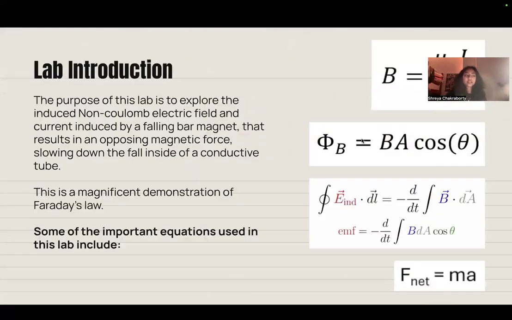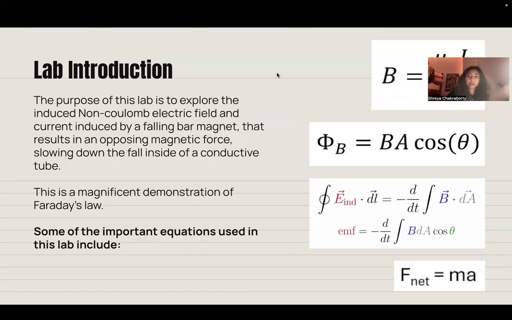A quick introduction of this lab. The purpose of this lab was to explore the induced non-Coulomb electric field and current that is induced by a falling bar magnet, which results in an opposing magnetic force that slows down the fall of that magnet inside of a conductive tube. This happens because of Faraday's law, so this is a great demonstration of exactly what Faraday's law shows.